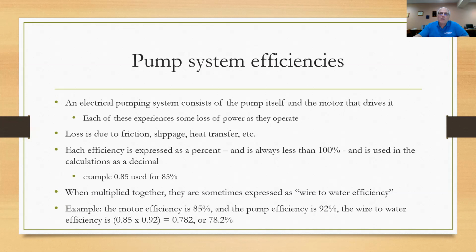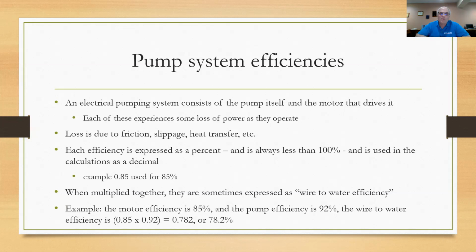Each efficiency is expressed as a percent. It's always going to be less than 100% because it's not theoretical anymore. It's used in the calculations as a decimal. So for example, you would use 0.85 for the efficiency of 85%. When you multiply the pump efficiency and the motor efficiency together, they'll sometimes refer to that as wire to water efficiency. So it becomes one number.